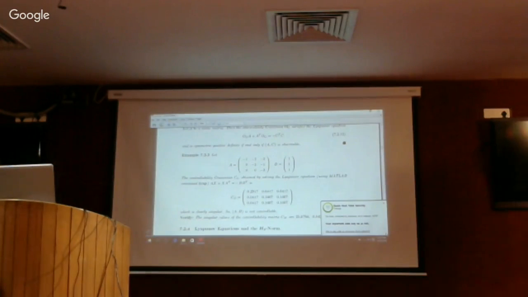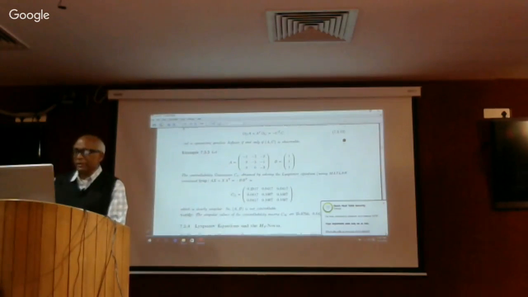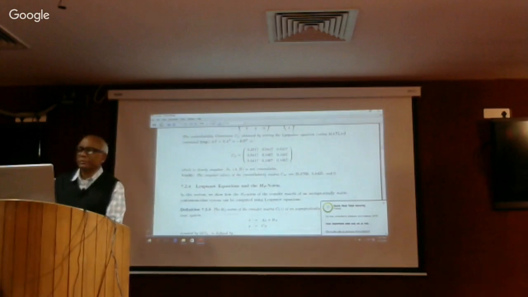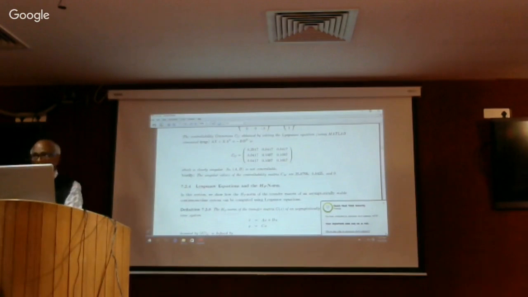So the conclusion will be that (A, B) is not controllable. As a matter of fact, if you form the controllability matrix CM, B, AB, A squared B, and compute the singular values, you will see that one of the singular values is 0, signifying the system is not controllable. You can use the controller Hessenberg form also, the block Hessenberg form.